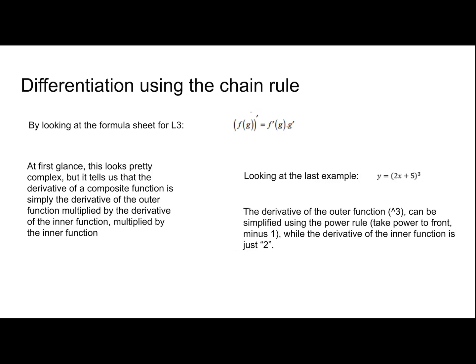So what we end up with is 3 times (2x + 5) to the power of 2 times 2. That is, dy over dx equals 3 times (2x + 5) to the power of 2 multiplied by the derivative of the inner function, which is 2. The 3 at the front comes from the power, the power of 2 is because the power of 3 decreases by 1, and 2x + 5 stays the same.